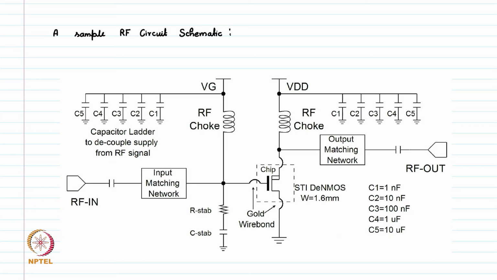So, in this schematic, we have in the center the silicon chip where our power transistor is, and we have other components. For example, these are the RF choke coils we use in RF power amplifiers. These are supply connections, the drain supply voltage and the gate supply voltage.